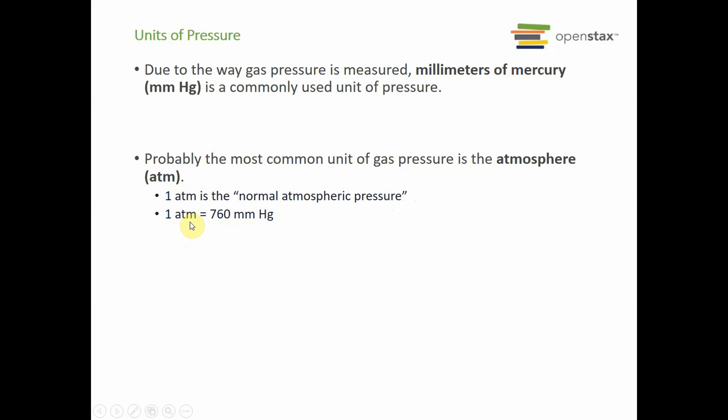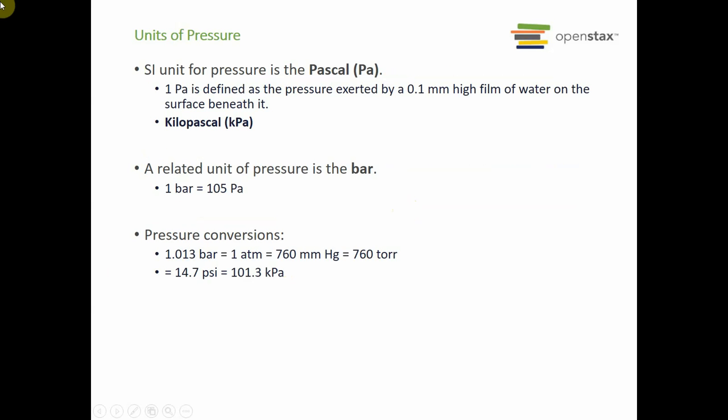It's also, one atmosphere is 14.7 pounds per square inch. Those are equivalent measures of one atmosphere. The SI unit for pressure is the Pascal. 1 Pascal is defined as the pressure exerted by a 0.1 millimeter high film of water on the surface beneath it.